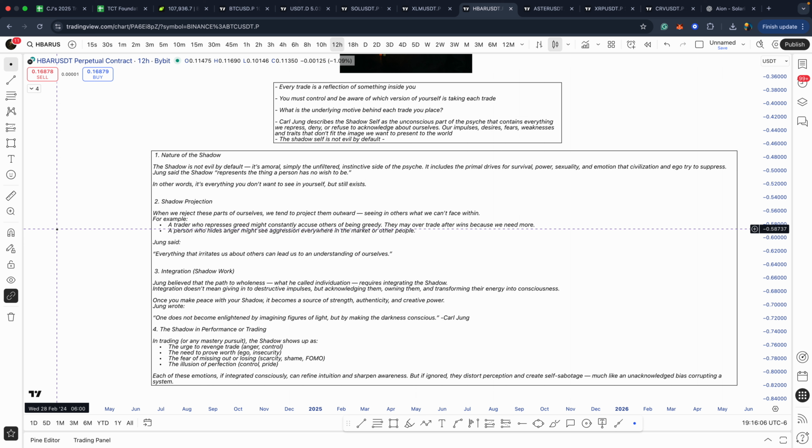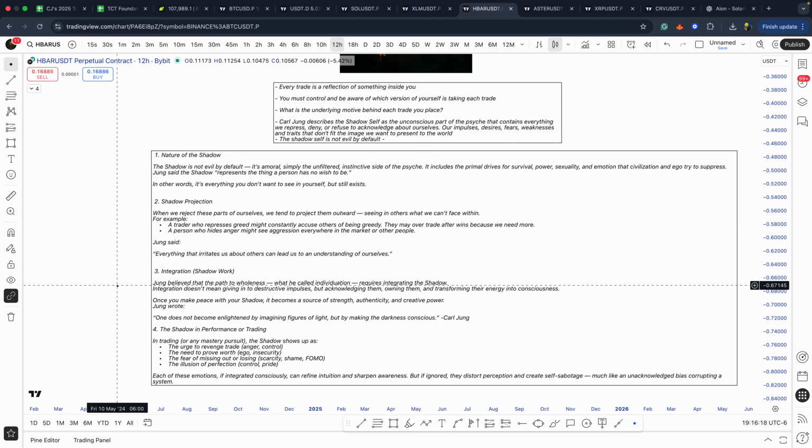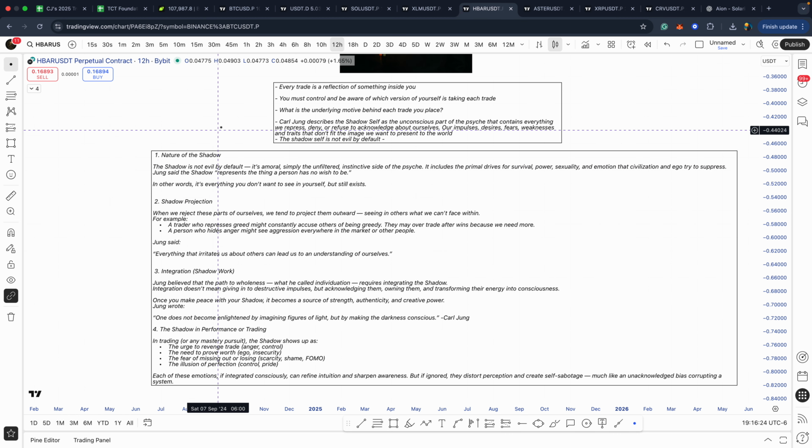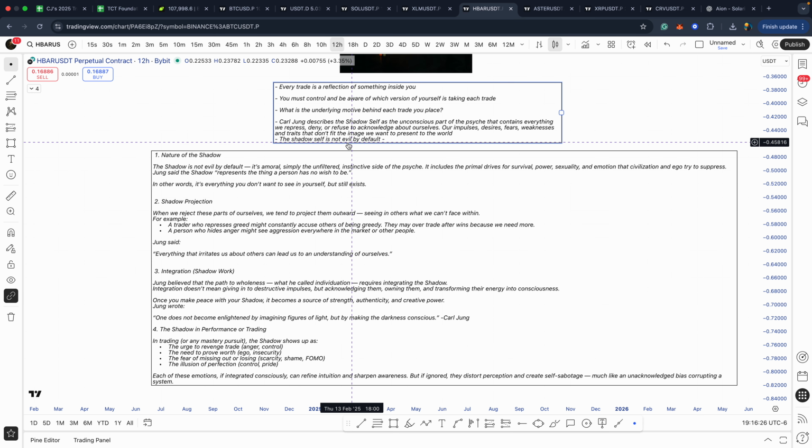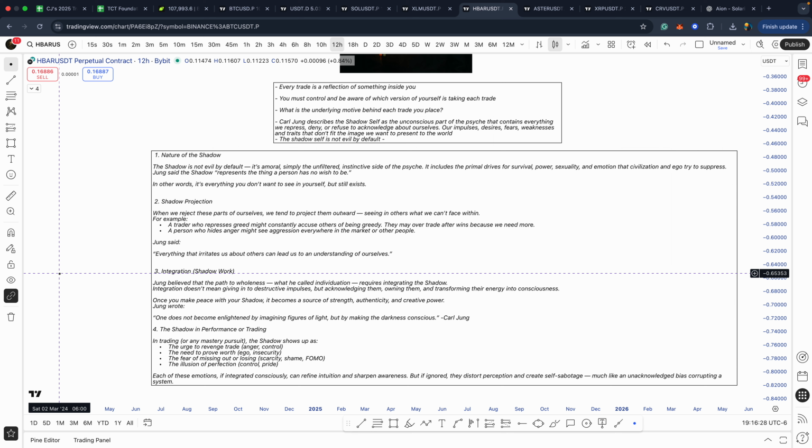You are trading with your shadow self, your highest self. All the versions of yourself come out in the decisions you make when you sit down to trade these markets. So, to put in here, the shadow self is not evil by default. And I want to elaborate on that. I think it's very important. The shadow self is not evil by default.